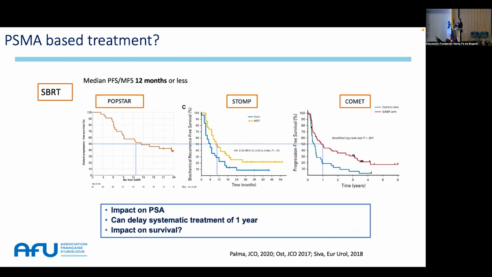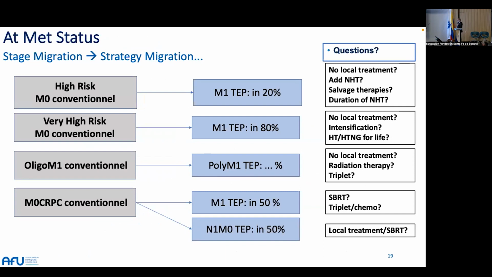So PET PSMA for the treatment of recurrence, in the three big studies, the POPSTAR, the STORM, and the COMET, we know that if we use this PET PSMA, we are going to impact the PSA of the patient with a follow-up. So I mean, probably we treat the patients better. We can delay the systemic treatment by 1 year, especially in the STORM study. But again, in terms of survival, it's a question mark. So with this PET PSMA, we create new stages. So there is a stage migration and there is a strategy migration.